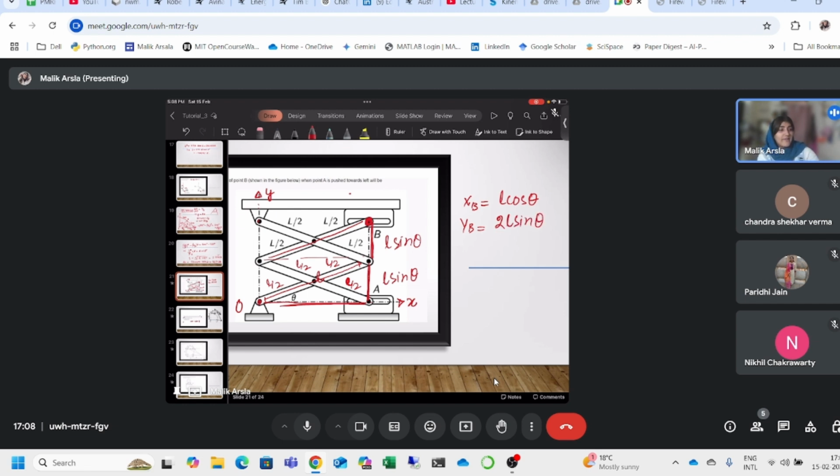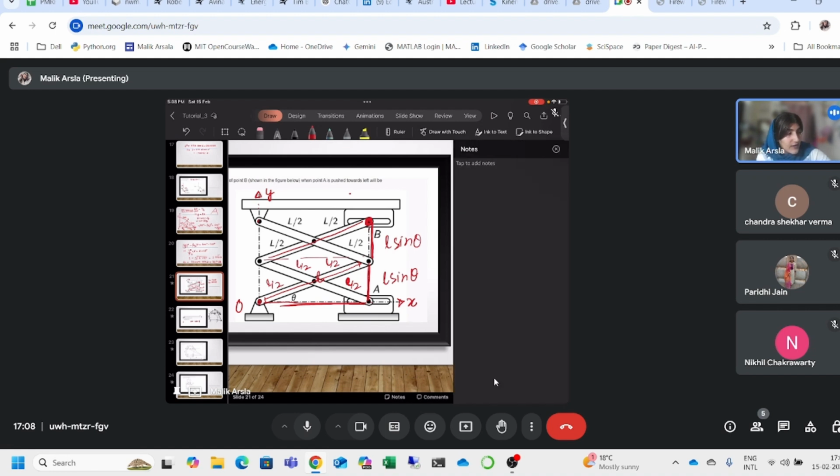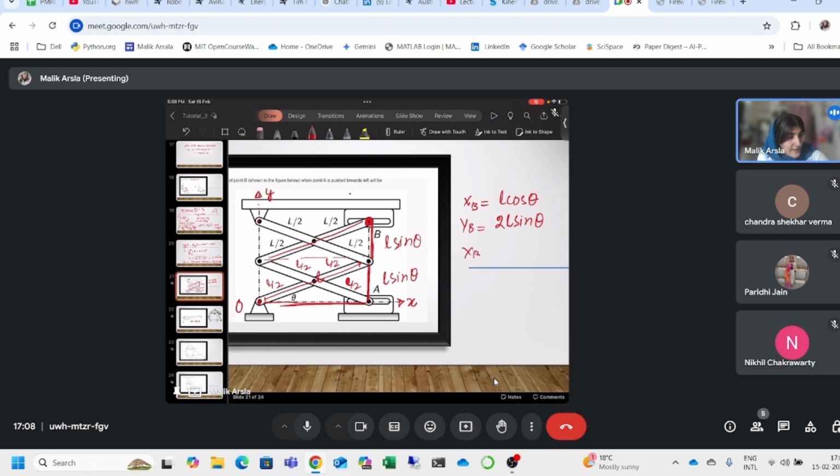Now can we figure out a relationship between them? Yes, because we can write xB by L is equal to cos theta and yB by 2L is equal to sine theta. Now we know that cos square theta plus sine square theta is equal to 1. So we square both sides and add. So it will be xB upon L whole square plus yB upon 2L whole square is equal to cos square theta plus sine square theta, which is equal to 1. So this is the locus.